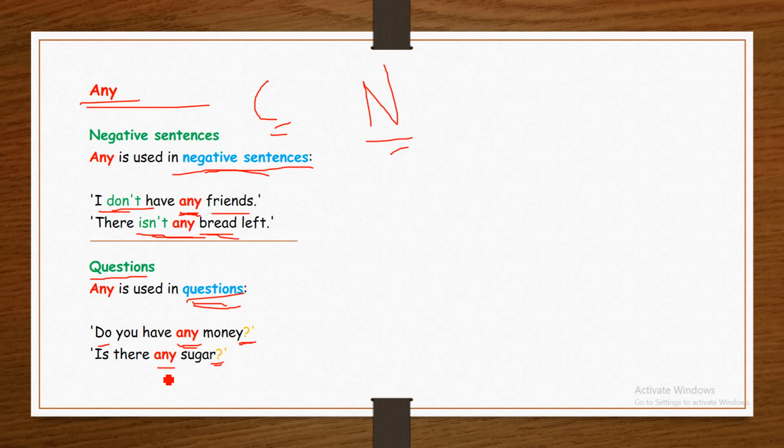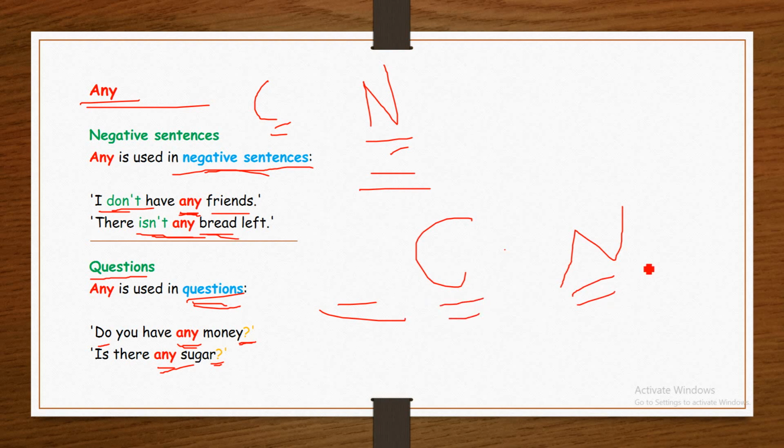Is there any sugar? Any is used in what? In question and in negative sentences, with both countable and non-countable nouns.